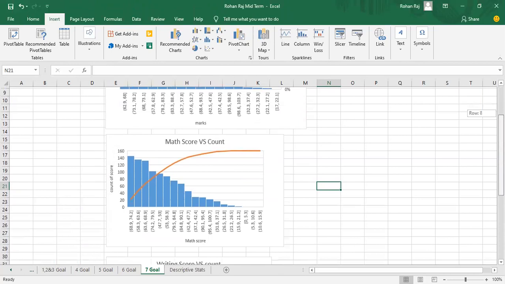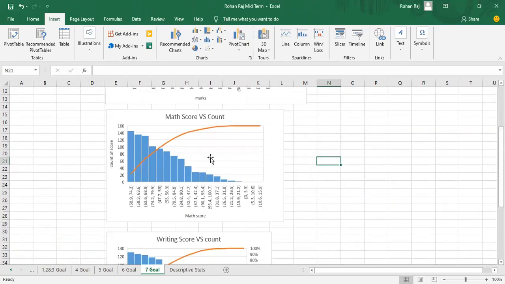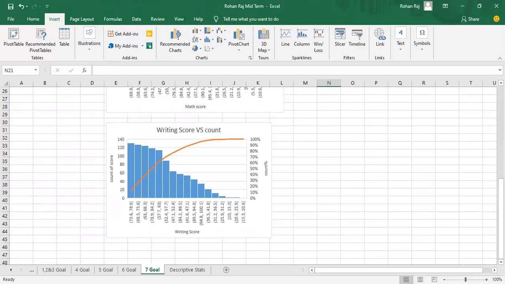And you can see for the math score, and you can see the highest score over here 95.429, which is nearly 20%. And you can also see the writing score was 94.8, and it is nearly 30%, 20% over there.